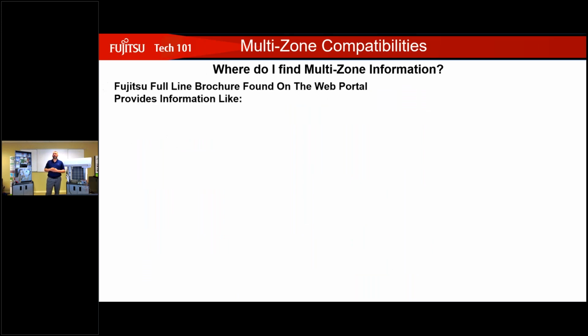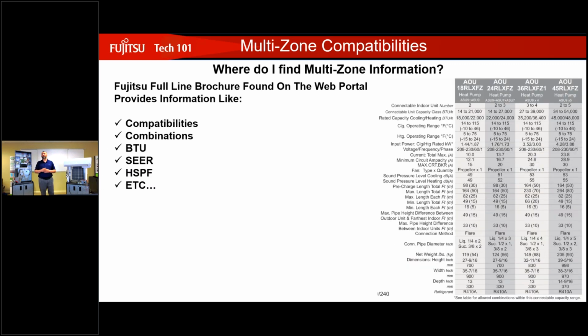All right, so where are we going to find that multi-zone information? The Fujitsu full line brochure is going to be our best tool as far as compatibilities, combinations, BTU, SEER rating, HSPF, what size breaker we're going to need, what size wire we have to use, pre-charge lengths, total lengths for our copper lines, minimum, maximum, you name it, it's all going to be found in our Fujitsu full line brochure.